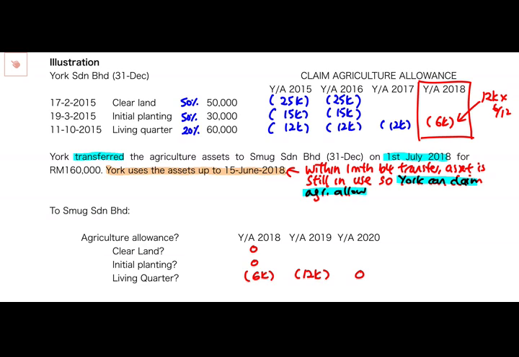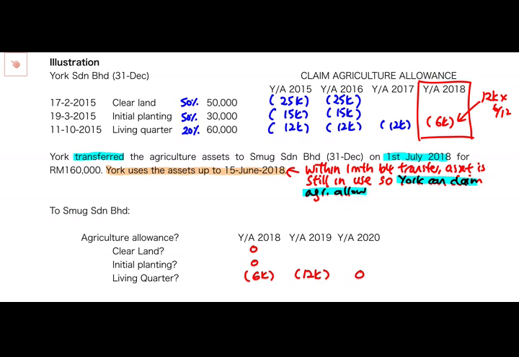Now, remember I've told you that when you sell assets, sorry, but the living quarter in 2019, the buyer claims, right? 2019, 12,000. The buyer, not the seller. Yes, because it's your asset now. You bought it over, so you continue claiming the full amount, which is 12,000. So it still shows in my tax. Of course, it's yours. You are the buyer, right? It's your asset, so you claim.